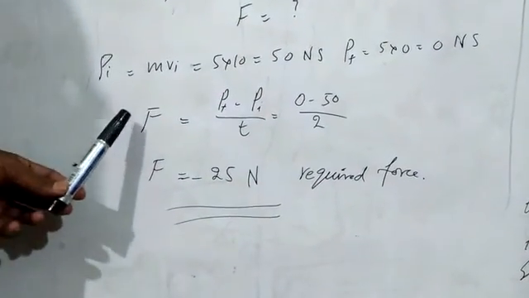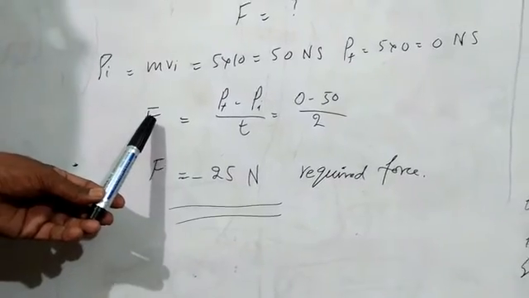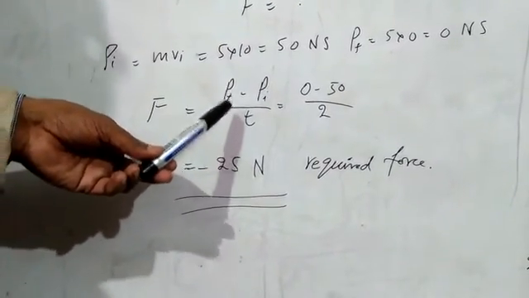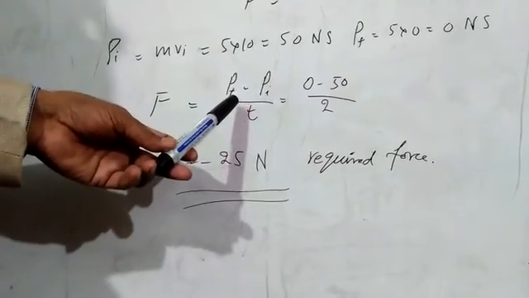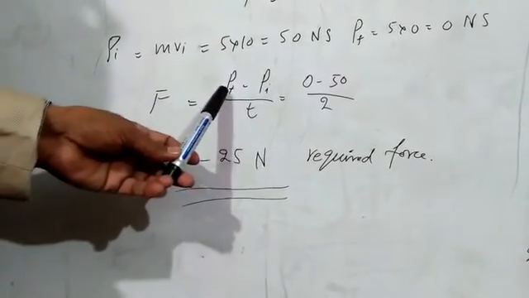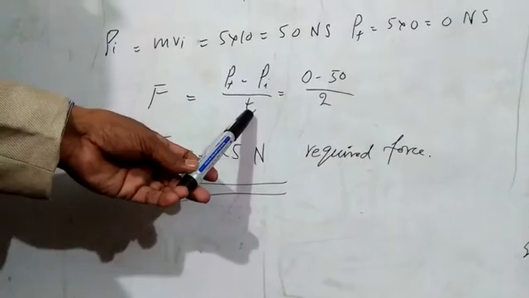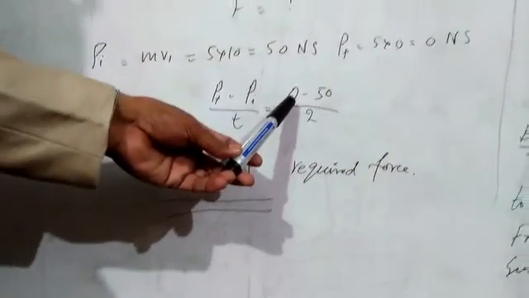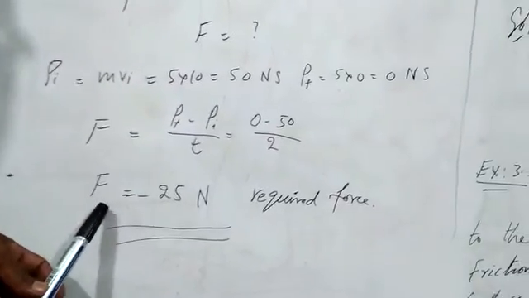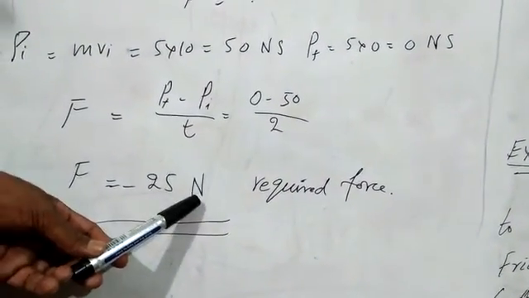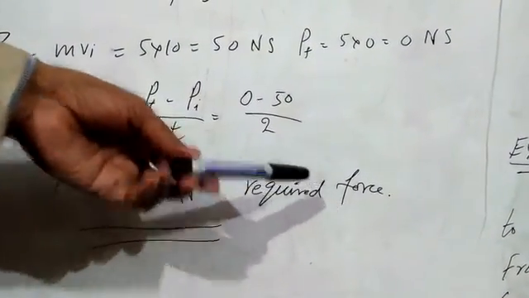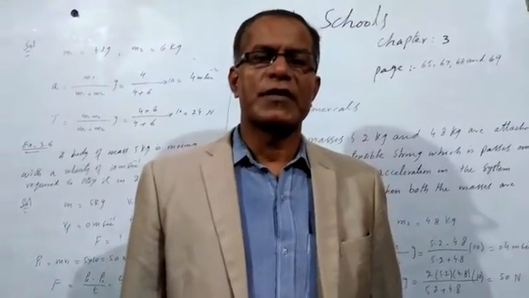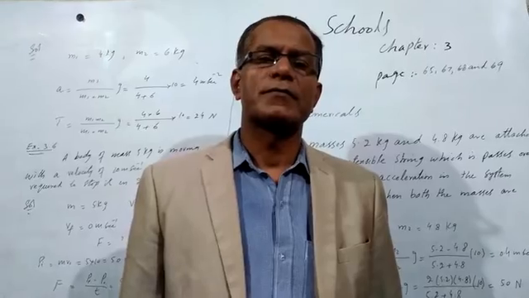Formula for force: as we studied, the rate of change of momentum is force. So F is equal to Pf minus Pi by t. It means final momentum minus initial momentum by t. Putting the values, we finally get force is equal to minus 25 Newton, which is the required force to stop the moving body. Students, I hope you will understand these examples.